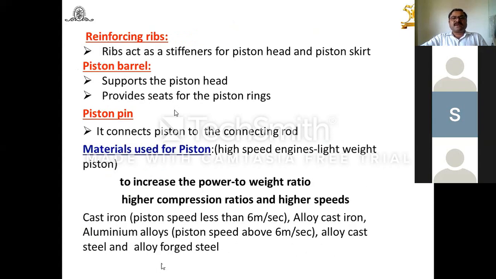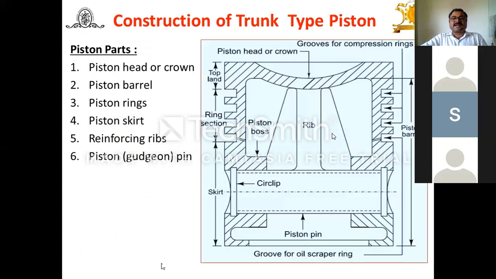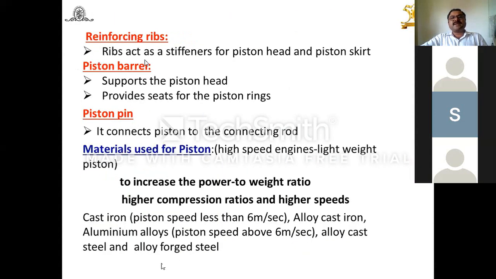Then another important part we have seen here: ribs are inside because the piston is a hollow part. That's why these ribs are provided. But the main function of the ribs is that they act as a stiffener for the piston head and piston skirt.